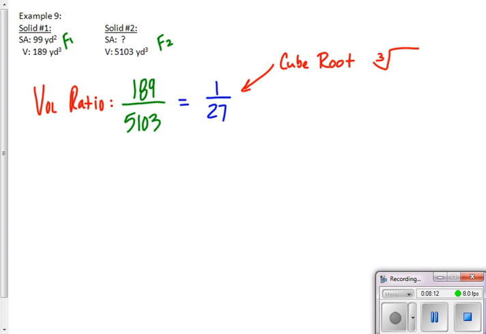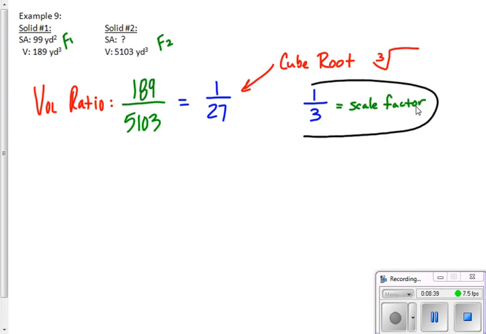Once I cube root the numerator and the denominator, the cube root of 1 is 1. The cube root of 27 is 9. I now have my scale factor. Excuse me, the cube root of 27 there would be 3. So you now have that scale factor that you need to find out. And then we can use that scale factor and go ahead and find out the surface area ratio.